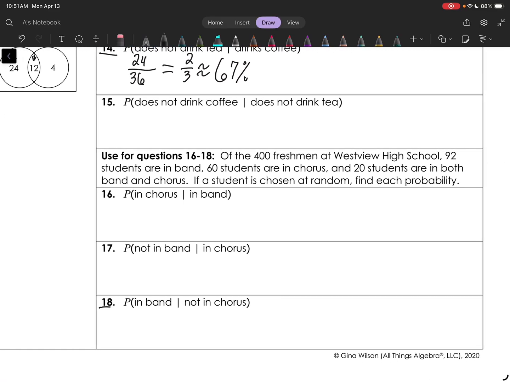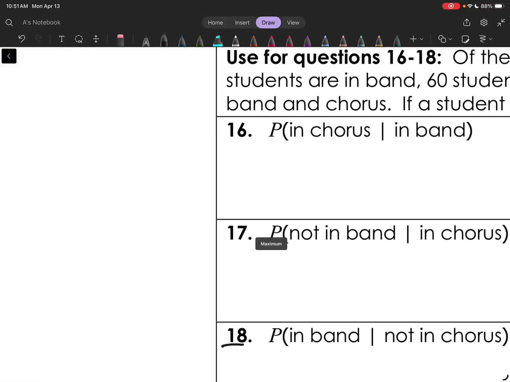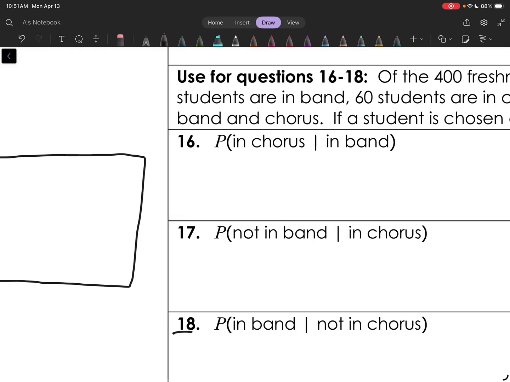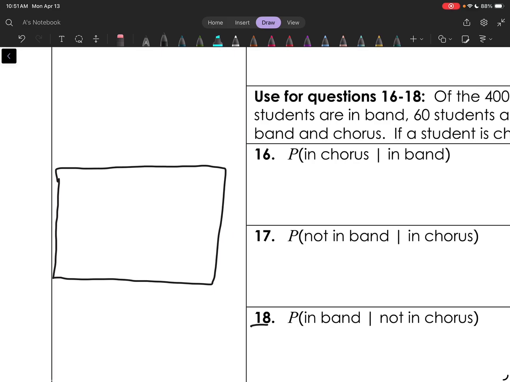For 16 through 18, of the 400 freshmen at Westview High School, 92 students are in band, 60 are in chorus, 20 are in both band and chorus. Before I get to any of these problems, I'm going to draw this diagram. So I have Westview High School. Students are in band. Students are in chorus. And I have a total amount of people at 400.